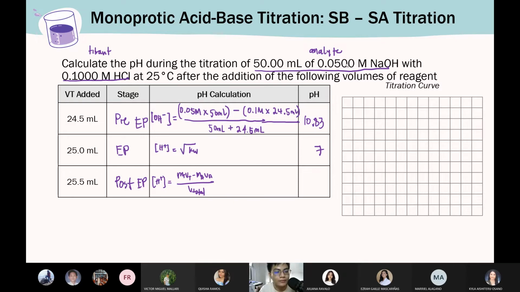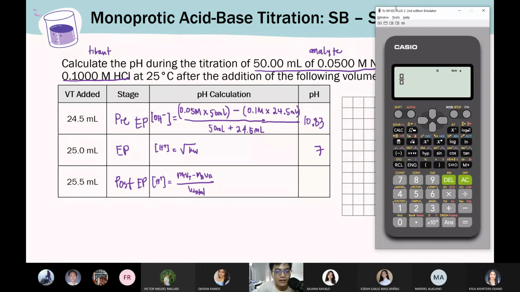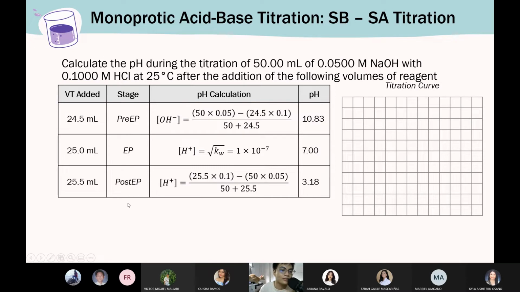Okay, let's check. I'll just use the calculator. The answer is on the next slide. So, MTVT: molarity of the titrant times volume of the titrant. The titrant is the HCl. 0.1 times 25.5. The analyte is the same as before, 0.05 times 50. Now, the total volume is 50 plus 25.5 titrant. So this is the concentration of your acid: 6.62 times 10 raised to negative 4. So that's H plus, the acid concentration. To get the pH, you just get its negative log. 3.18, correct. So that's the answer.